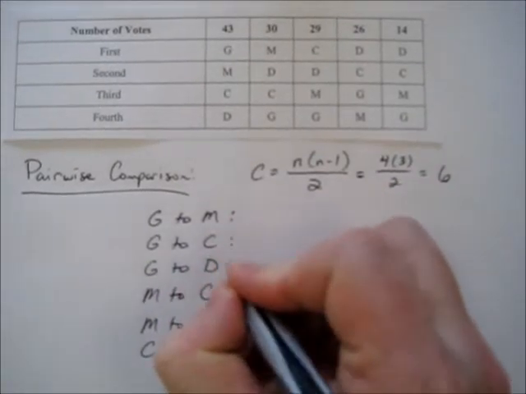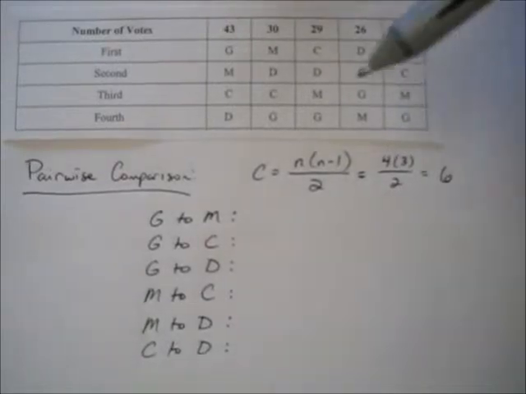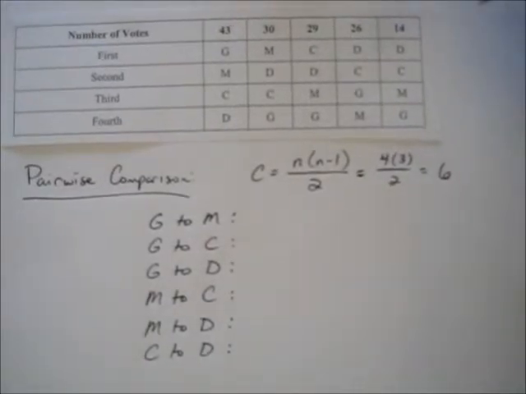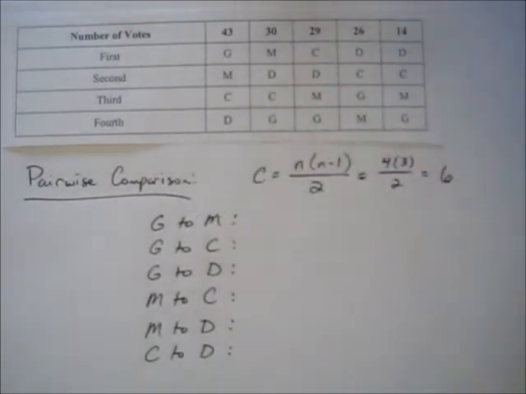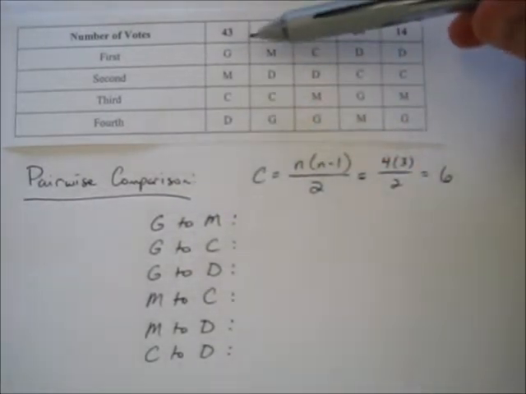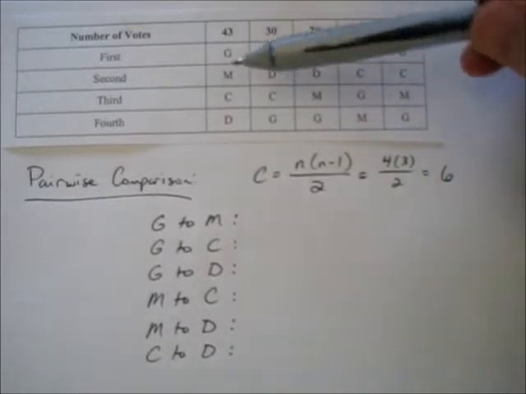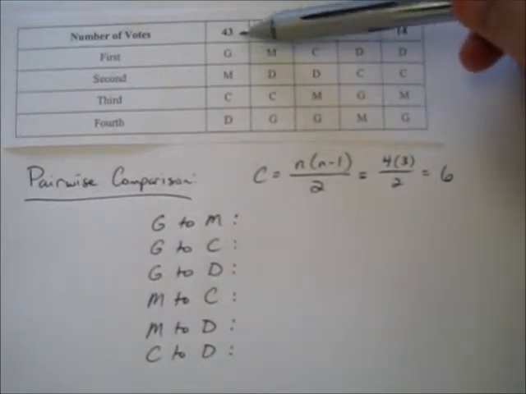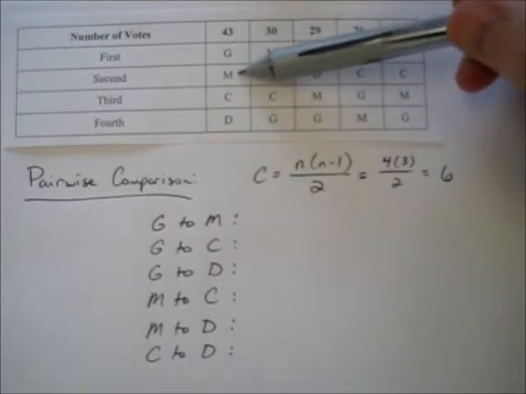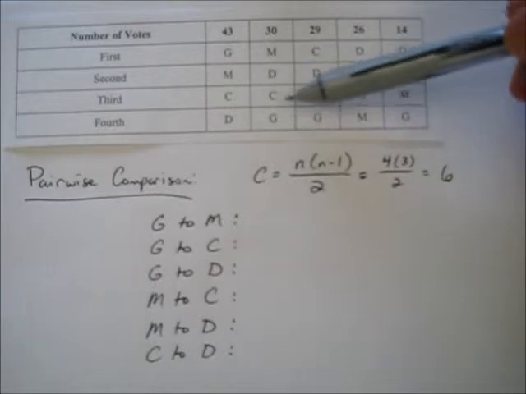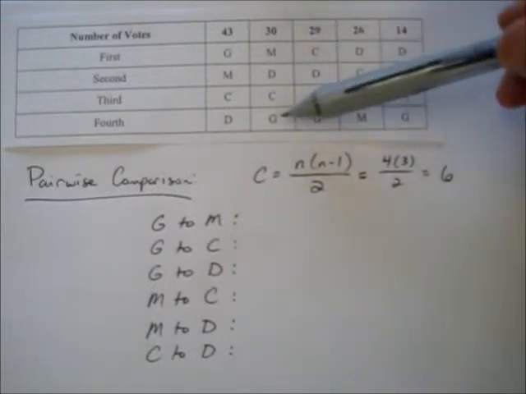Okay, now when we're doing pairwise comparison, we're pretending that the 2 candidates we're comparing are the only 2 candidates in the race. So when we compare Gateway to Mac, we're going to go column by column and see how many people prefer Gateway to Mac if they're the only 2 candidates in the race. So all we care about are G's and M's for right now. So you see the first column here, these 43 people like Gateway better than Mac. In the second column, Gateway is below Mac, so these 30 people actually prefer Mac to Gateway.